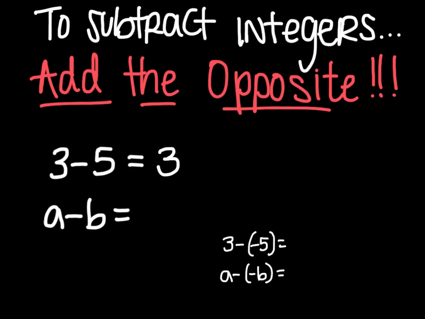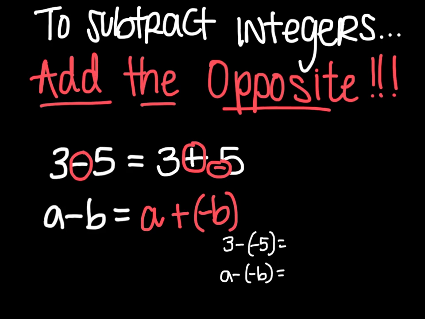So what you're going to do is change it. The first number doesn't change at all. You're going to change the subtraction sign into an addition sign. So that sign here changes. It's the opposite sign and the opposite operation. Then you're going to take that 5, and it's going to be the opposite of 5, which in this case is negative 5. So you're going to change that to a negative 5. In algebraic terms, it would be A plus the opposite of B.